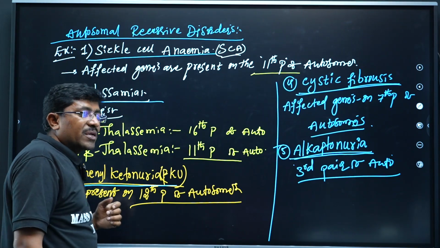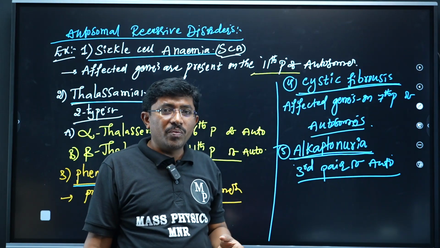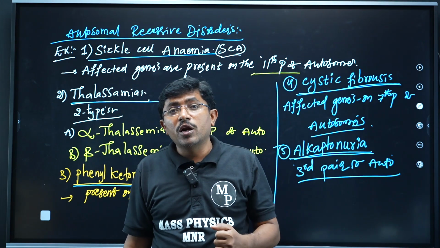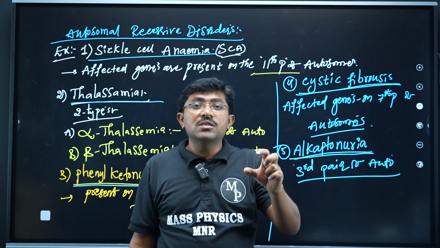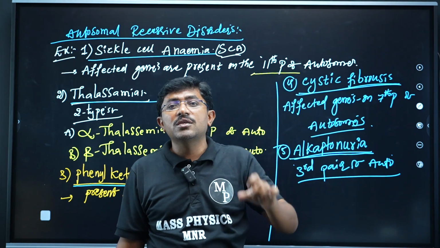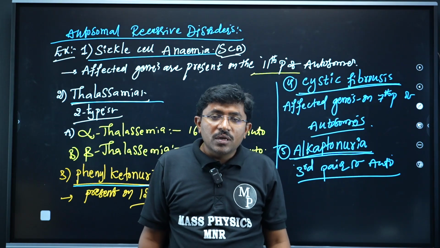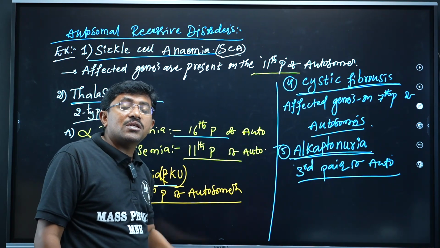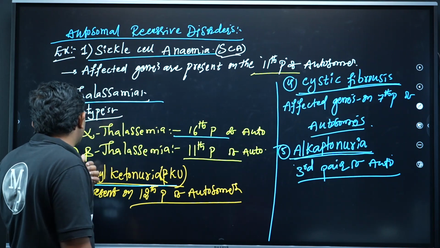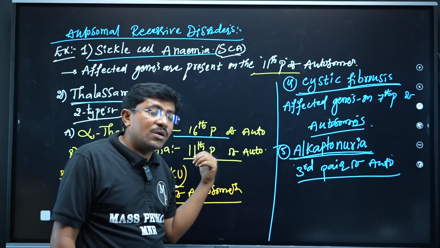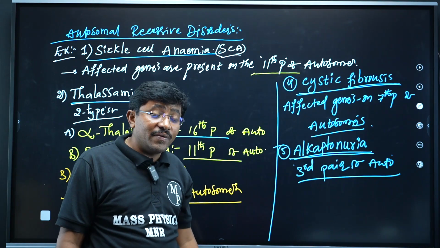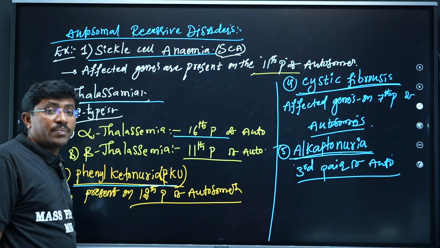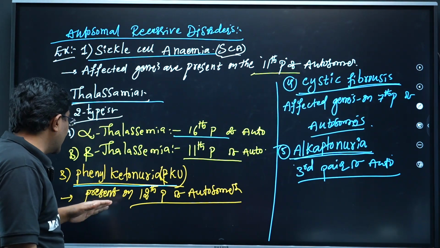What do alpha and beta mean? In the RBC hemoglobin, 4 polypeptide chains are there: 2 alpha polypeptide chains and 2 beta polypeptide chains. For synthesizing these polypeptide chains, particular genes are responsible. Understood? For synthesizing the alpha polypeptide chains, the genes are present on the 16th pair of chromosomes. For synthesizing the beta polypeptide chains of hemoglobin, the genes are on the 11th pair of chromosomes. I'll give the detailed information later.